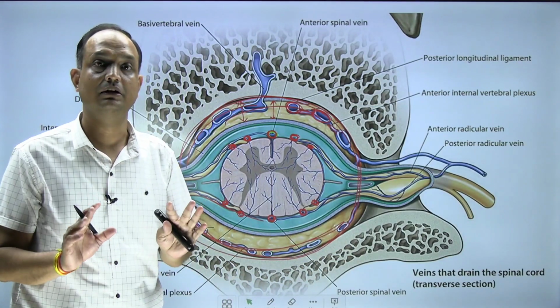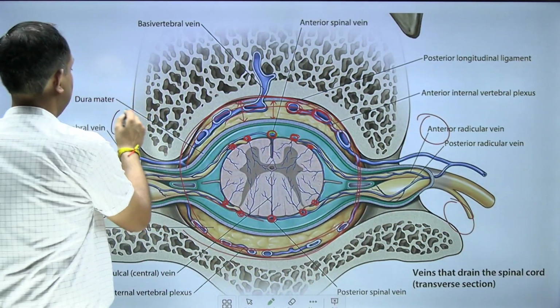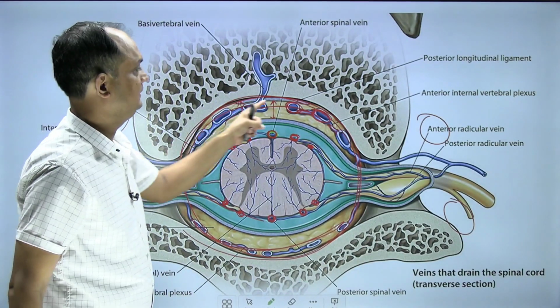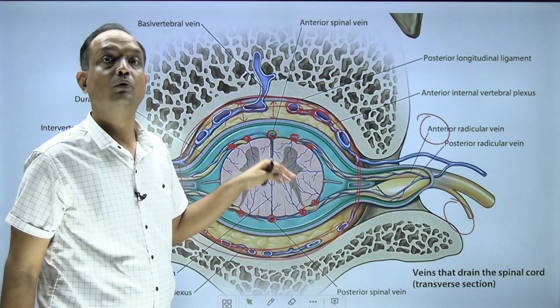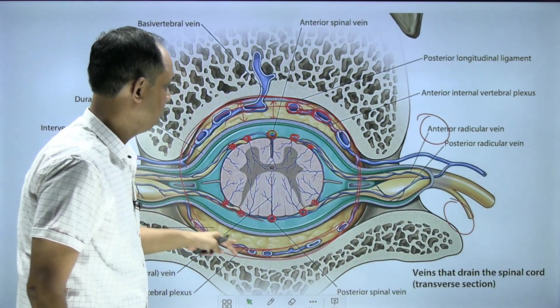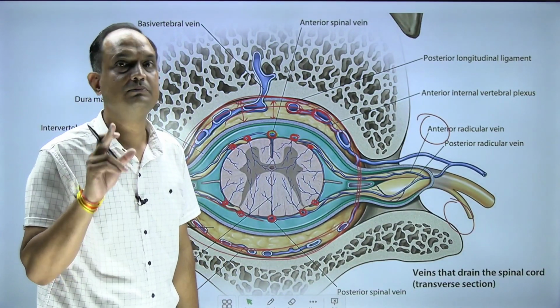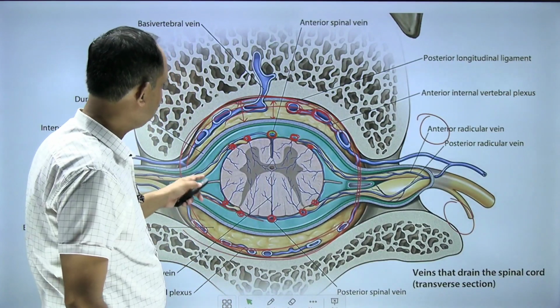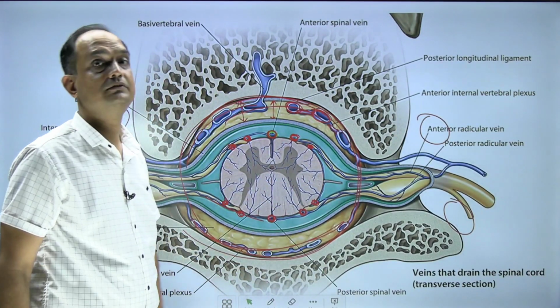It is not external. External will come, which is present on the outer side of the vertebral canal. Now, this venous plexus is present inside the vertebral canal, outside the dura mater, and it is present in the extradural or epidural space, and it is known as the internal venous plexus. Clear? So, these veins ultimately drain into this internal venous plexus.